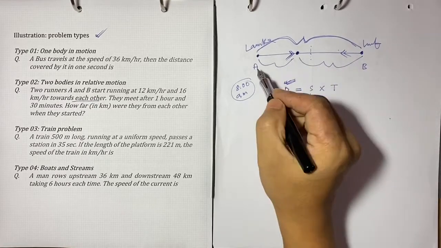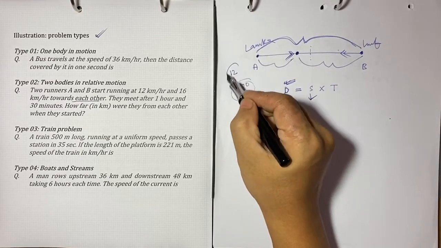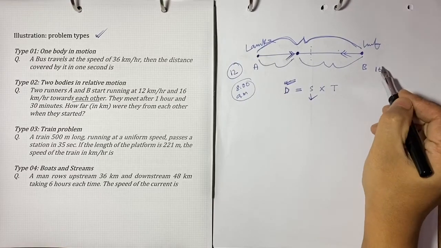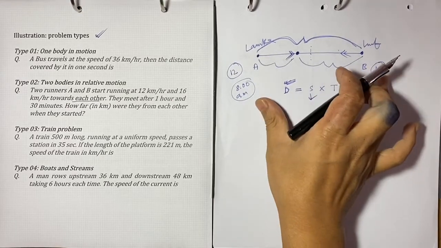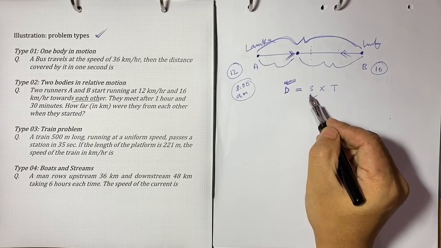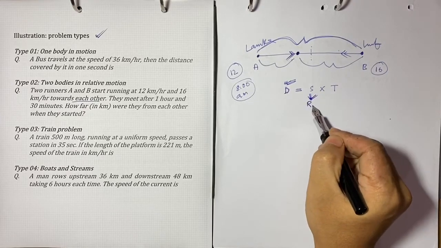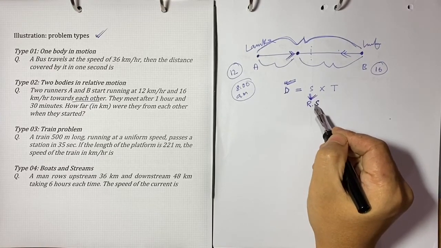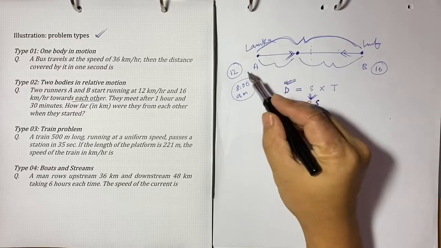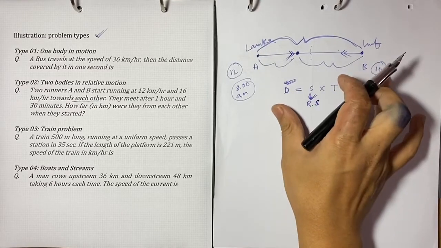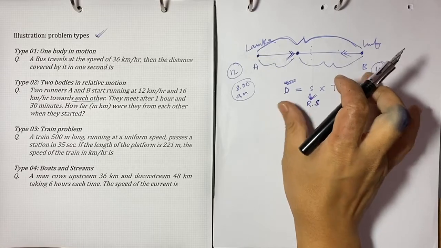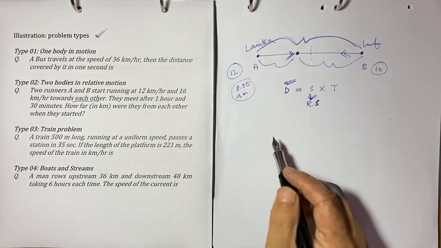In this case, A's speed is 12 km per hour and B's speed is 16 km per hour. So for two bodies in motion, we call the speed the relative speed. Relative speed, since they are in opposite directions, I will explain once how the speeds combine.